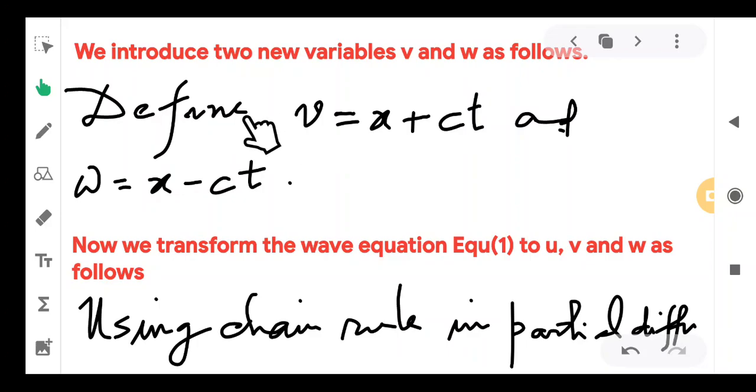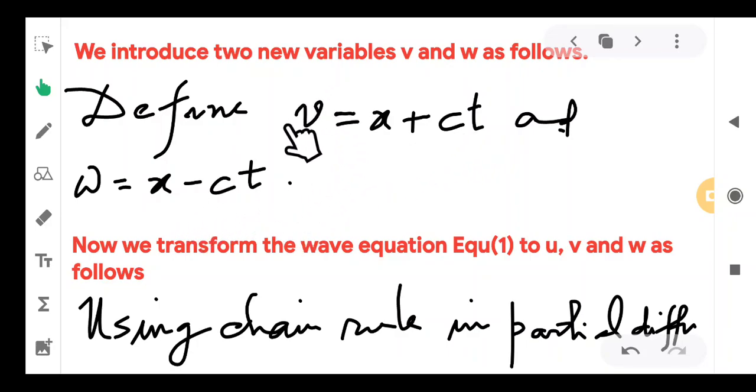In this method, we introduce two new variables v and w. Already there are variables u, x and t. Instead of x and t, we will use v and w from now onwards, where v is x plus ct and w is x minus ct. So two new variables v and w are introduced.